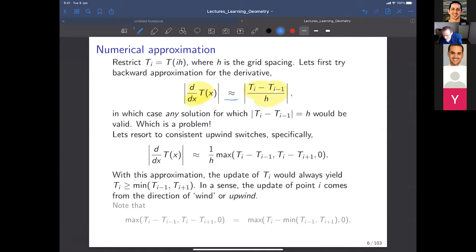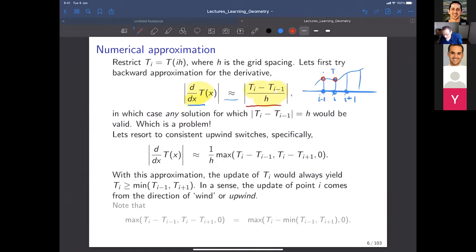So if given a function, and if I sample it regularly at equally distant points, then I can consider the value here to be T at point i, and the value here to be at point i minus one, and here to be i plus one. And now an approximation of a derivative would be nothing but taking the value at that point minus the value at that point, and then I would require that the backward approximation of the derivative would be equal to one.